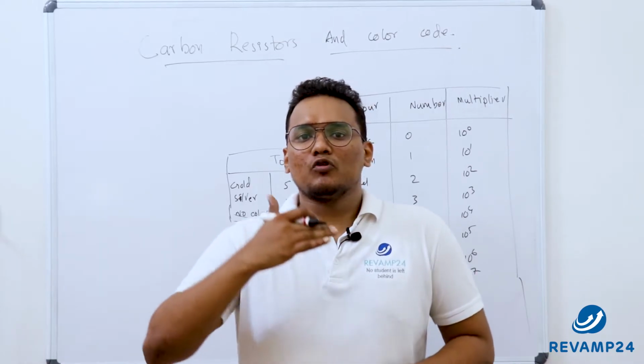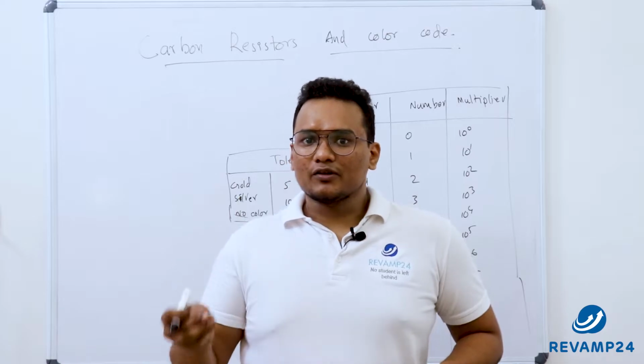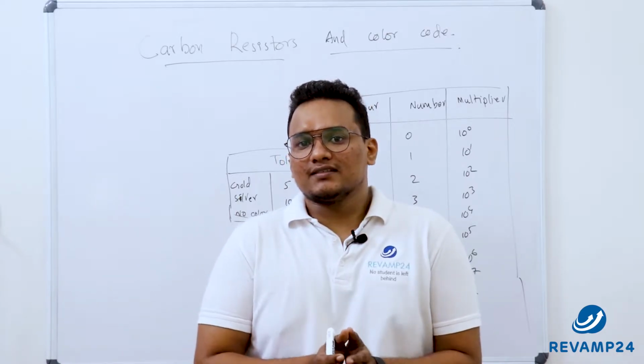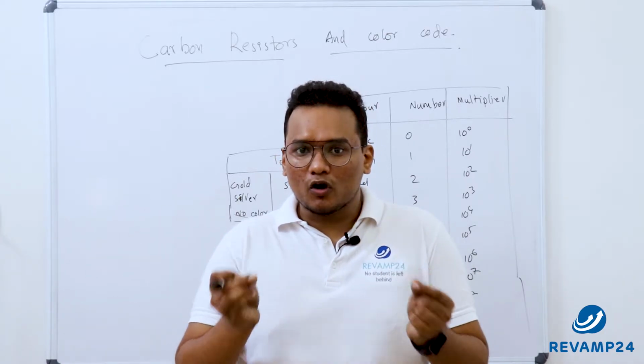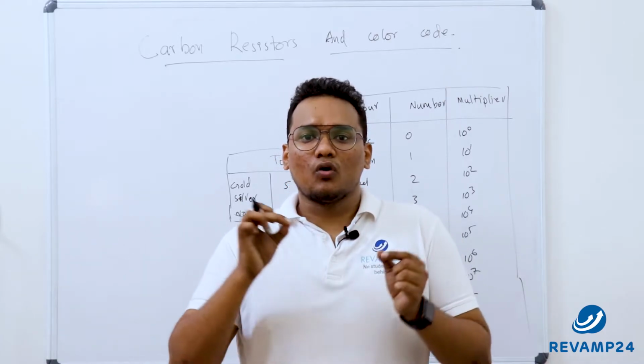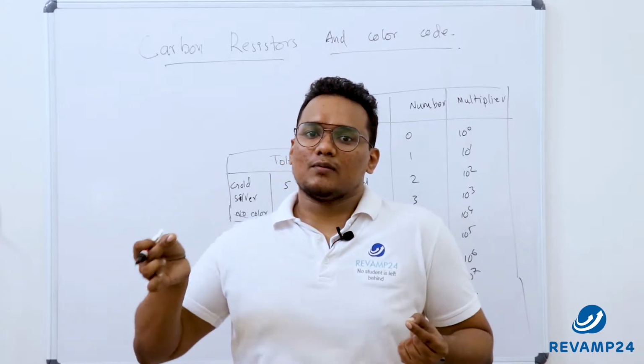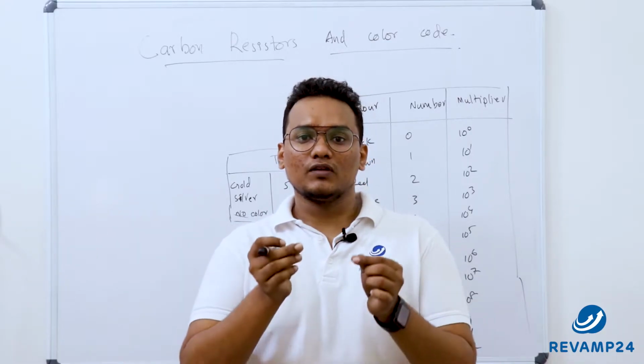In this video, I am going to explain carbon resistors. Now, why are we using carbon to make resistors? Why can't we use metal? The problem with metal is that it has lower resistivity, so we can only produce resistors with lower resistance, for example, 1 ohm or 2 ohm or 5 ohm.